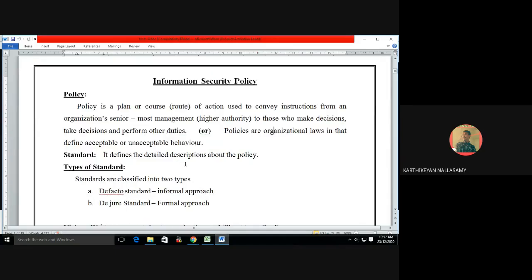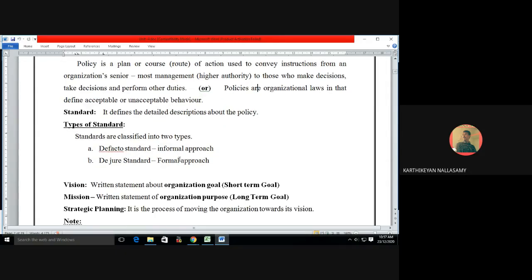And the next one, we must also know about what a standard is. The policy defines acceptable and non-acceptable behavior. The standard provides the default, expanded description of the policy. There are two types of standards we can normally follow: one is called de facto, and the other is de jure.